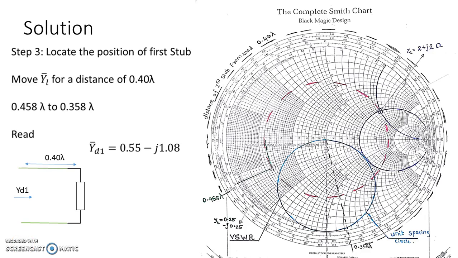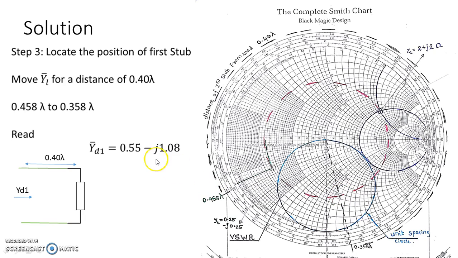So after marking the value of 0.358 lambda, we will stretch a line which passes from the center of the Smith chart to 0.358 lambda, and wherever it intersects with the VSWR circle, that is the value of YD1. To read the value of YD1, it will be the resistance circle which passes through this intersection and the reactance circle.